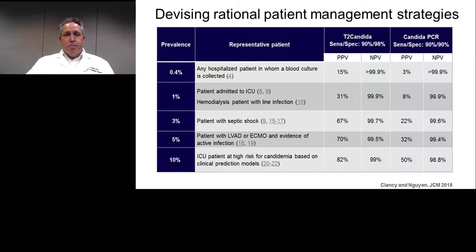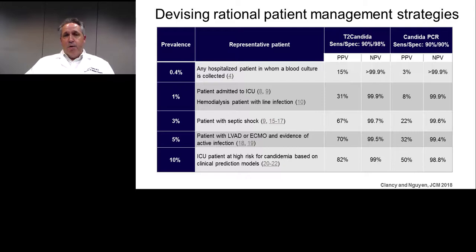So based on this performance, can we devise rational patient management strategies that allow us to incorporate T2 Candida into the treatment of our patients? And in thinking about this, I think the best approach is to consider patient populations who are at varying degrees of risk for candidemia and ask how the test might perform in those populations.